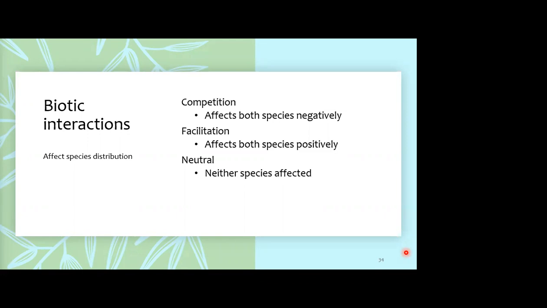Biotic interactions are important to consider, and they can have a large effect on species distribution. So in this next chapter, I mostly am considering competition, in which all species involved are negatively affected, facilitation, in which all species involved are positively affected, or neutral, in which there's no interaction.